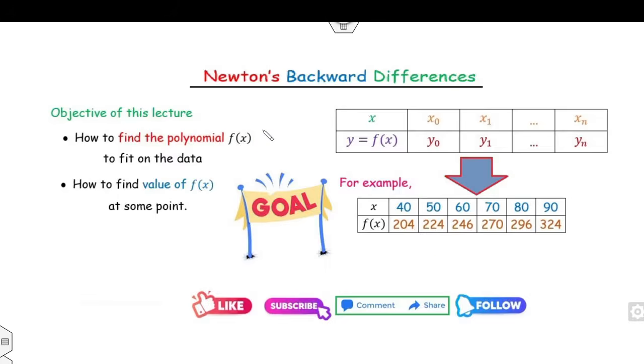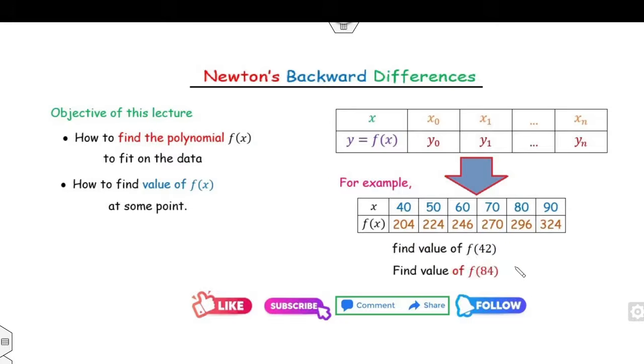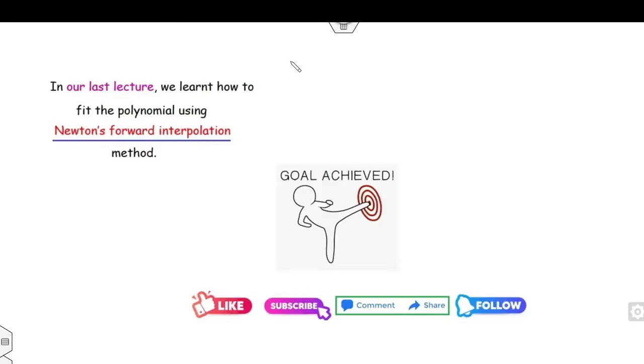The second objective is, once you have fulfilled objective 1, how you can find the polynomial values at some points, like how you can find the value at the point 42, because 42 is not given to you. How you can find the polynomial value at the point 93 or at the point 84. Fine. So these are the objectives, and for that purpose Newton backward difference is applicable.